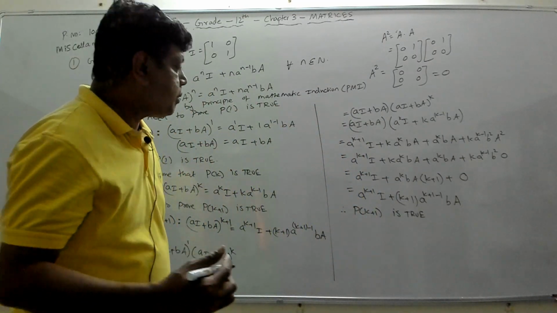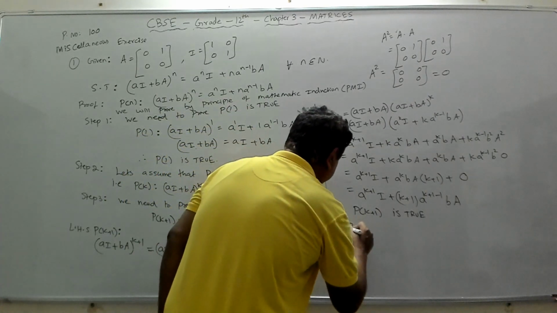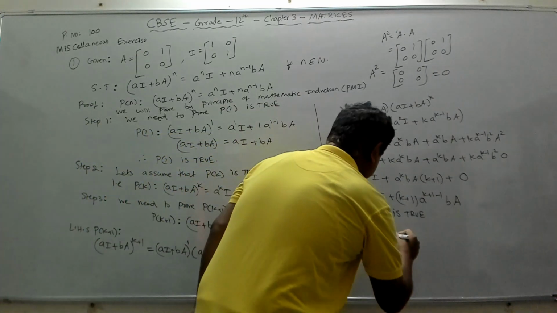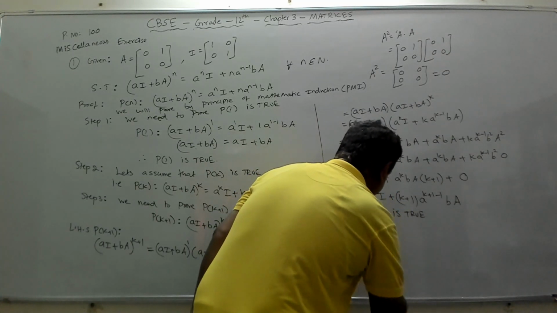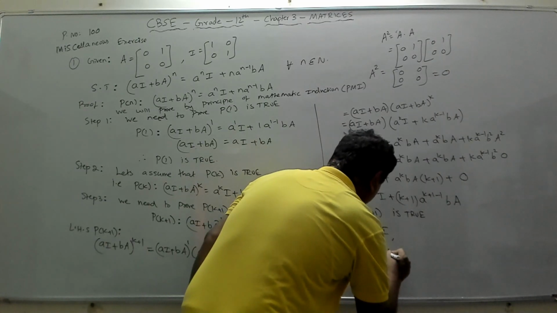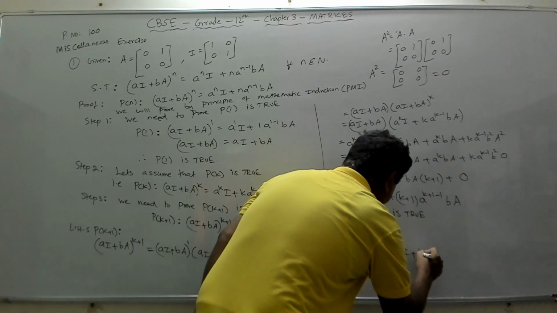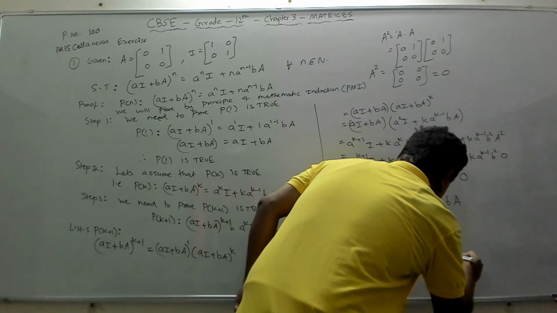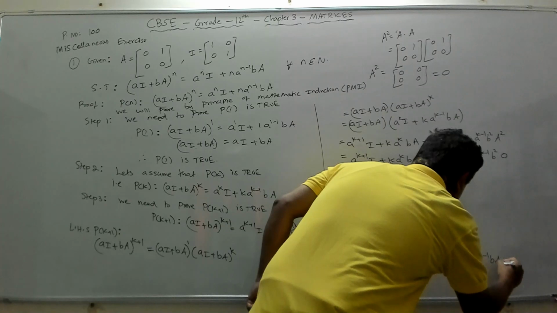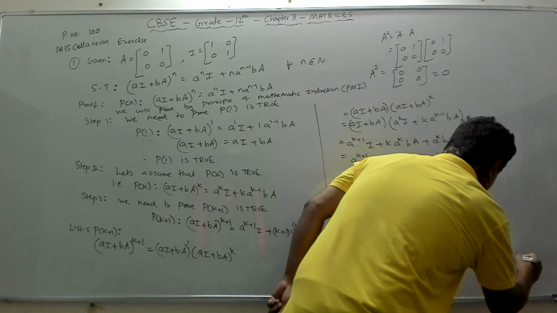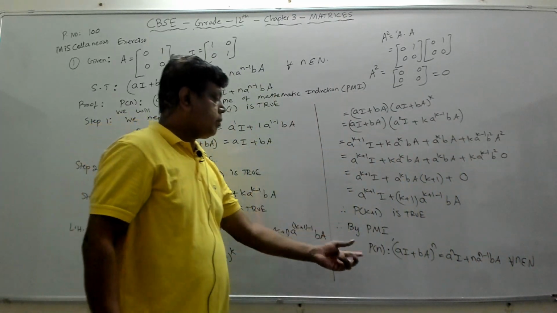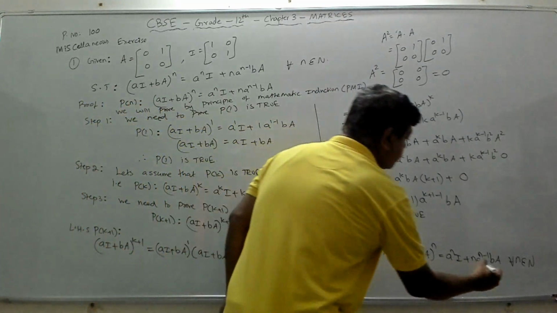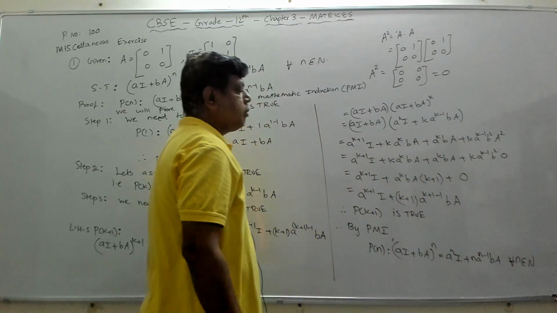Therefore, by principle of mathematical induction, PMI means principle of mathematical induction, by PMI, P(n): (AI + BA) whole power n is equal to A^n I plus n A^(n-1) BA, this is true for every n belonging to N. Therefore, by PMI, this is true. This is equal to this. That is true for every n belonging to natural numbers. For every n, this is true.